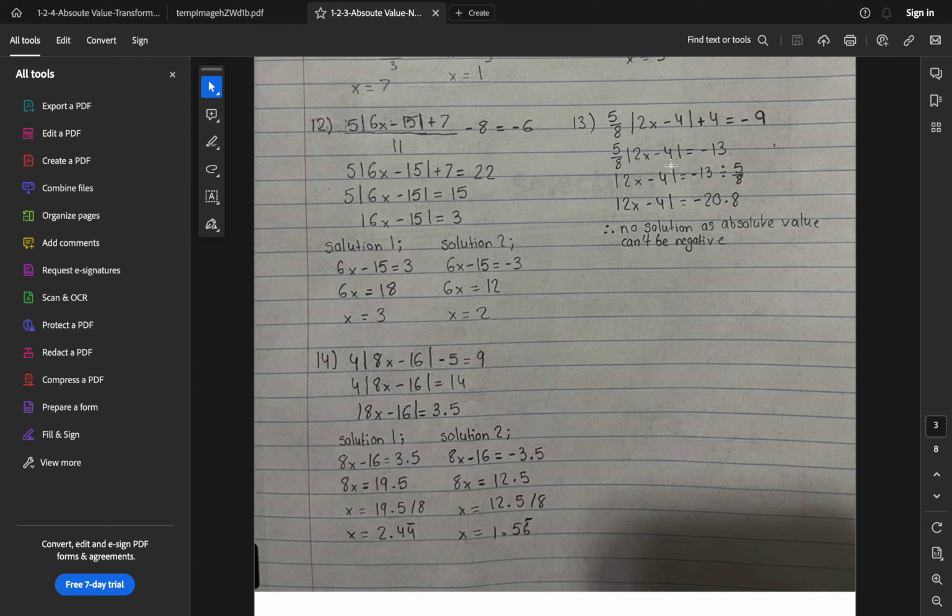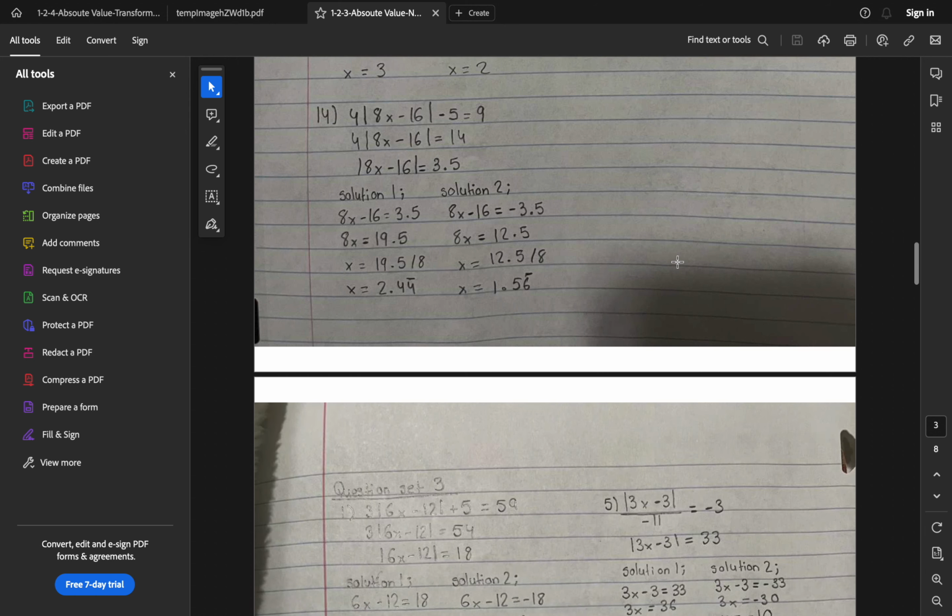Absolute value of 2x minus 4 is equivalent to negative 13, right? We once again isolate for the absolute value, the numbers in the absolute value, and we end up getting the absolute value of 2x minus 4 is equivalent to negative 20.8, and this will have no solution as an absolute value cannot be negative, as stated beforehand.